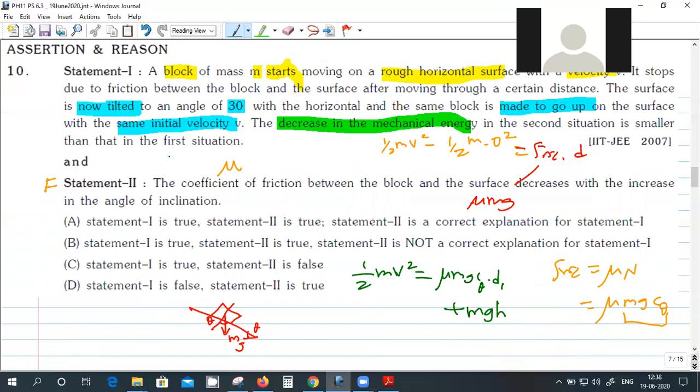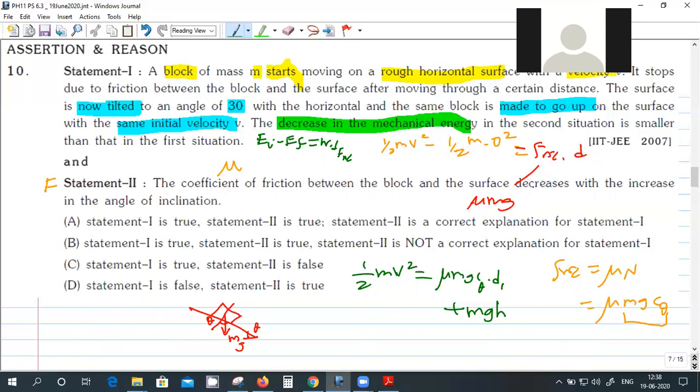See, decrease in mechanical energy is EI minus EF, right? Where E is U plus K. U is gravitational potential energy, K is kinetic energy. So this is work done against friction. Right. So work done against friction is more in which case? That's what I have to find out.